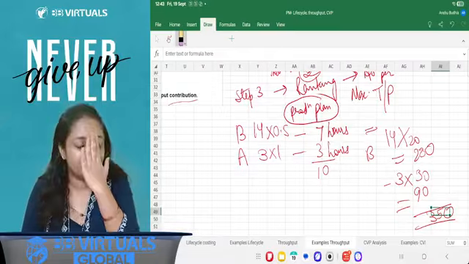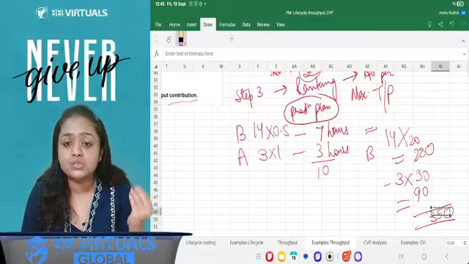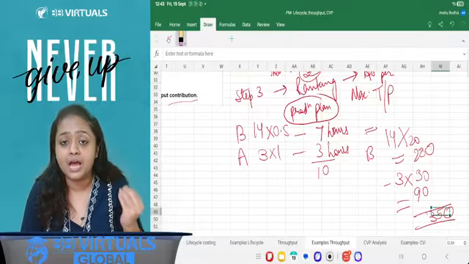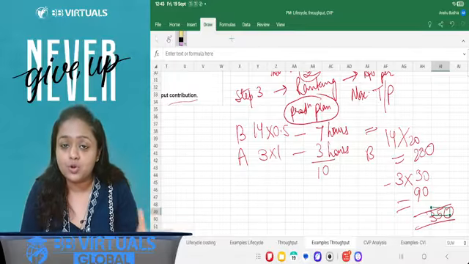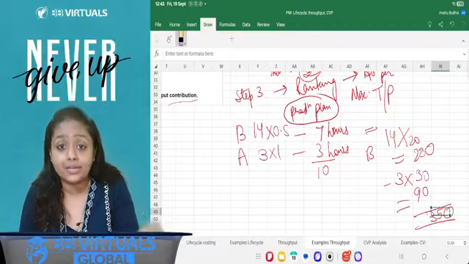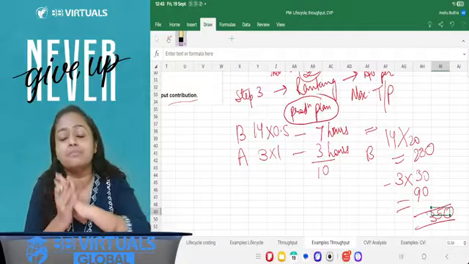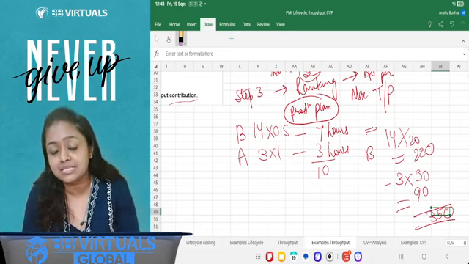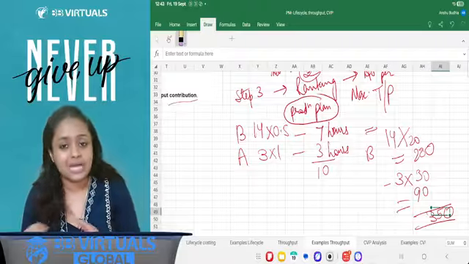I repeat again, whenever you have to see the production plan, you will always do the ranking as per the throughput per hour. Step 1, calculate throughput per unit. Step 2, calculate the throughput per bottleneck hour. Rank the products and the product with the highest ranking, make it in full to the fullest capacity, then the next ranking and so on. Okay? I hope it is absolutely clear.